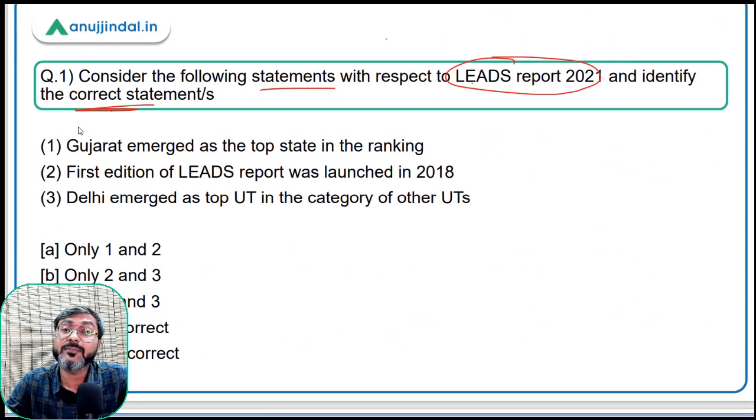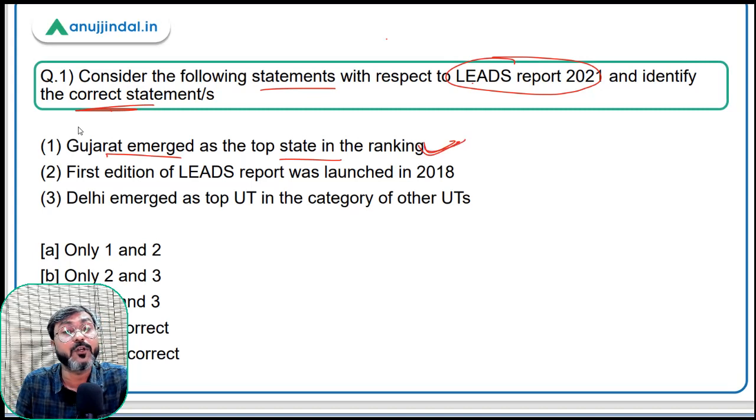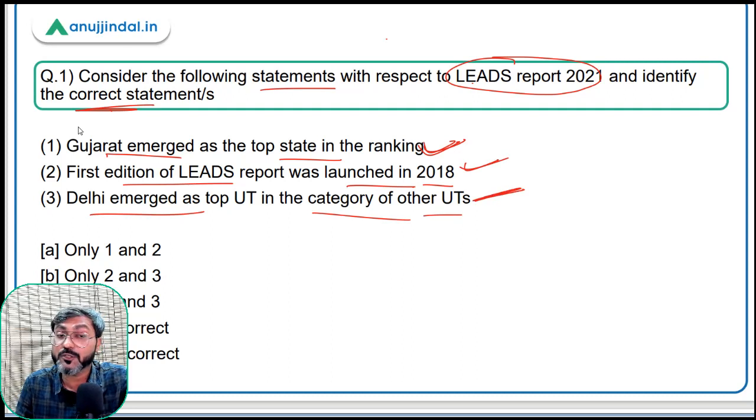Question is, you have to identify the correct statement. All right. So Gujarat emerged as the top state. This is absolutely correct, followed by Haryana and Punjab. First edition of LEADS report was launched in 2018. Yes, this is also correct. Delhi emerged as top UT in the category of other UTs. Yes, this is also correct, which means option D, all are correct, guys, will be the correct answer.